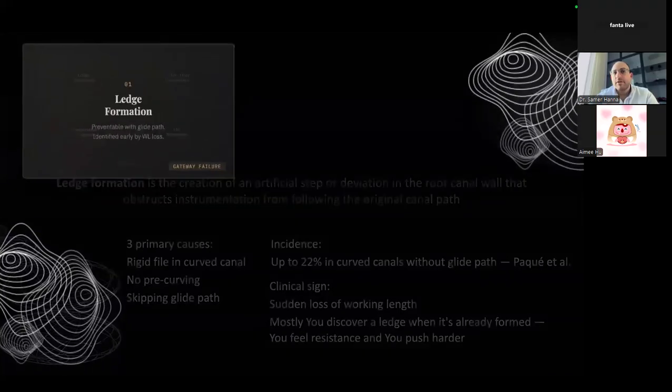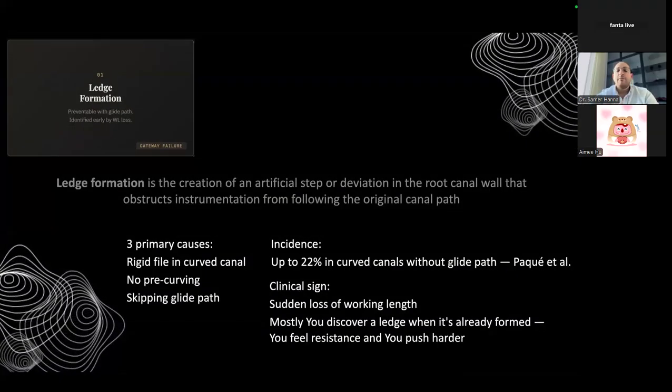If we concentrate a little bit on the ledge, formation is defined as the creation of an artificial step or deviation on the root canal wall that obstructs the instrumentation from following the original path. So how do you usually see it? Suddenly, while cleaning and shaping, we find a resistance for our file to go in. We don't know what happened. We thought it's maybe an apical plug or a few debris, dentine mud in the apical side. We try to go a little bit harder and harder, pushing harder to get this done, and then things suddenly go in a different direction.